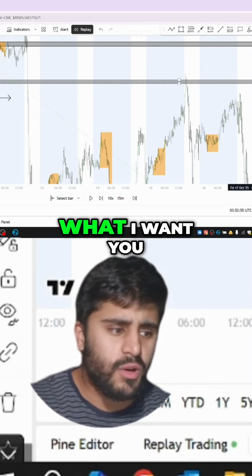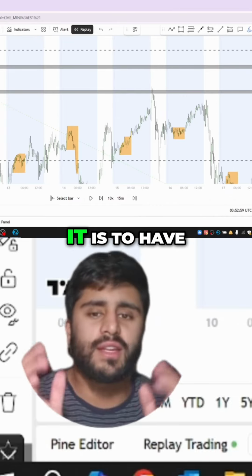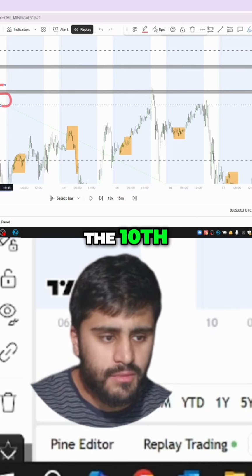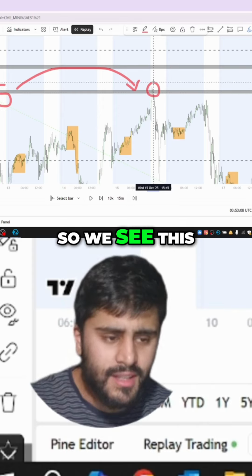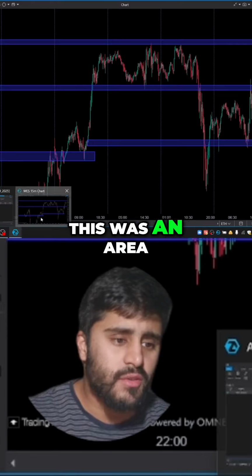But just for now, what I want you to understand is the cyclical nature of the market and how important it is to have your key levels well defined. So this was an area of supply from the 10th, right? And we can see the market holding on the 15th, right? So we see this area of supply. I'm going to prove to you why this is an area of supply, right?